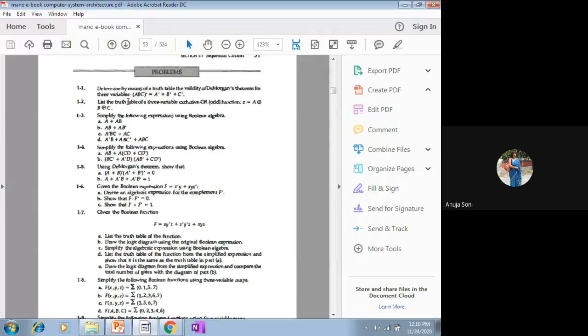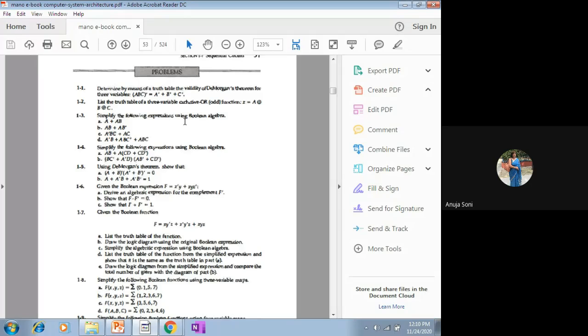Now next is: list the truth table of a 3 variable exclusive OR. Means you have to derive its truth table. Though you have already seen the truth table for the 2 variable exclusive OR, that is the solved part of your chapter, now in a similar manner you have to draw the truth table for the 3 variable exclusive OR gate. Next question is: simplify the following Boolean expressions using Boolean algebra.